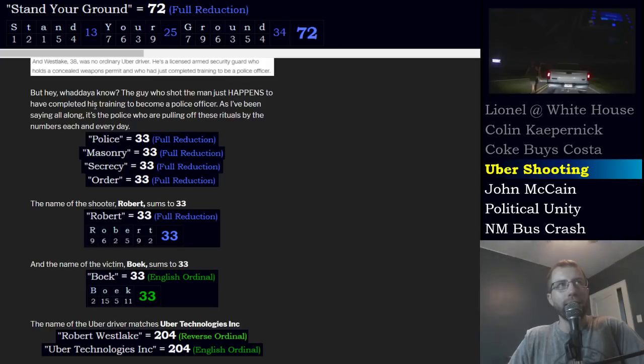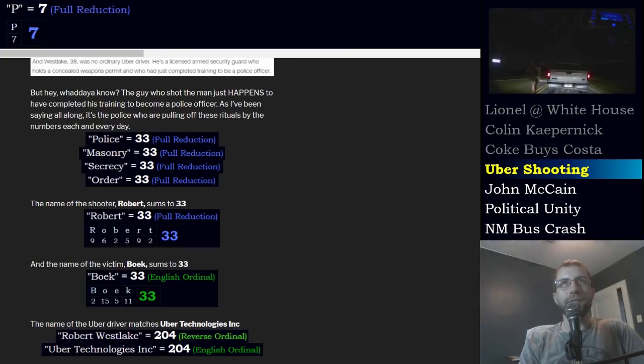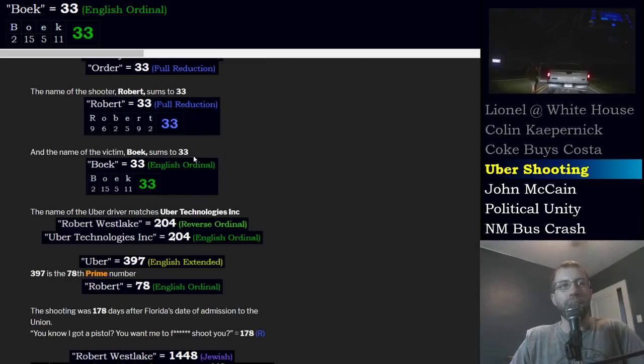Give me a break. Of course, Masonry sums to 33, 33 being the highest degree of Masonry. It's the police that's carrying out these rituals through secrecy. The word order also equaling 33. The name of the shooter, Robert, 33. Robbie, maybe his nickname, 33. And the man he shot was named Bowick. Bowick equals 33, ordinal.